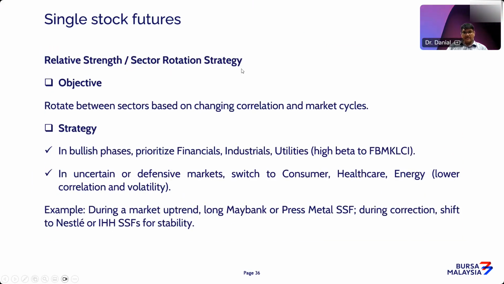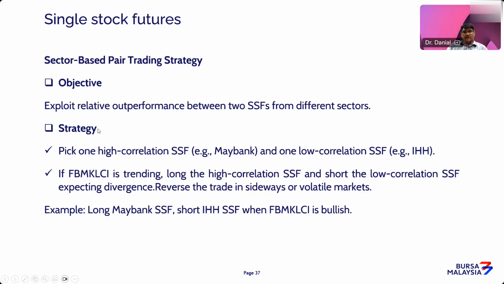Next, relative strength or sector rotation. During bullish periods, you can prioritize financial, industrial, and utilities because they have a high beta to FBM KLCI. However, during uncertainty, when you don't know where the market is going, try to switch to consumer, healthcare, or energy due to lower correlation and volatility. For example, during a market uptrend, you can long Maybank or Press Metal. During correction or reversal, you can change to Nestle or IHH. So that is relative strength.